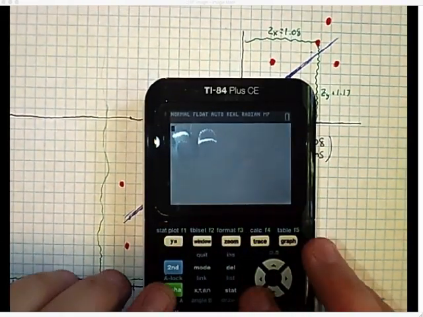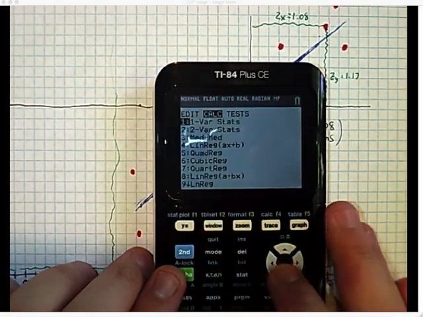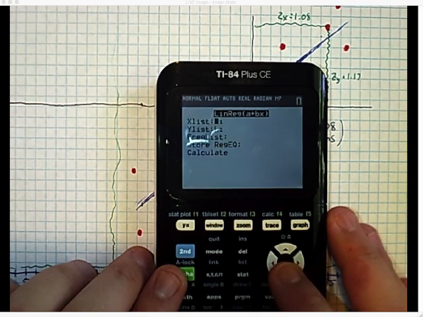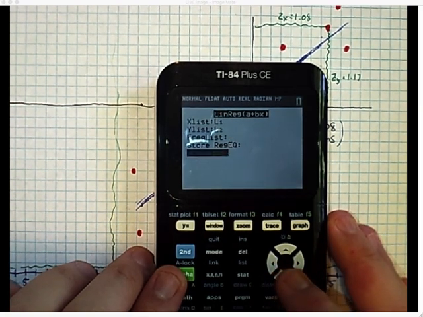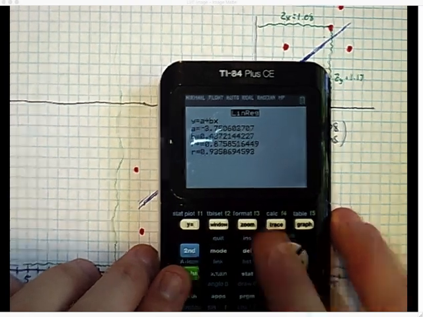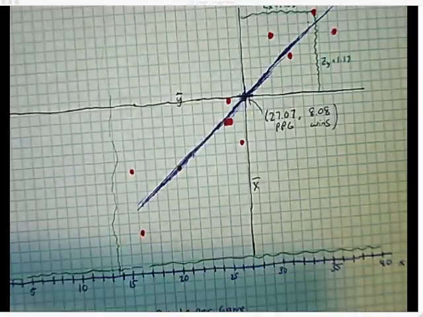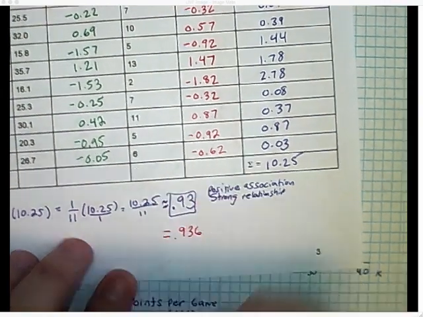it's a lot easier to do this on the calculator. So again, how you do that: you go STAT, go over to CALC, go down to number 8, linear regression, put your x list and y list in there, and then go down to calculate, and there's your r value, 0.936. So we were a little bit off when we did it by hand because of rounding. It's more like 0.936, but we were really close.